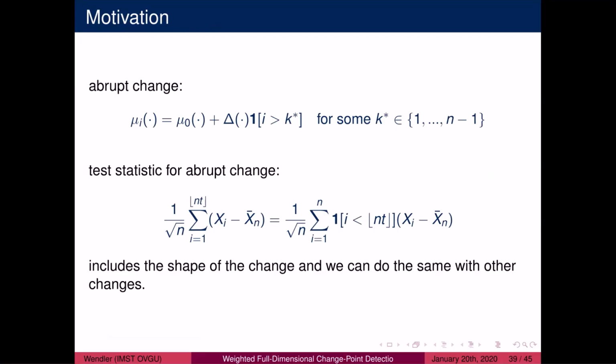So let's look back at our test statistic. In the abrupt change case, we have as a mean the starting mean plus a change times the indicator that k is large. And then we can write our test statistic as the sum up to nt or the sum up to n. But if we take the sum up to n, we add the indicator that k is smaller than nt. So this function is basically the same, but 1 minus this function is this function. Okay.